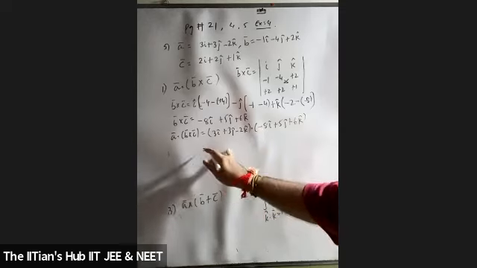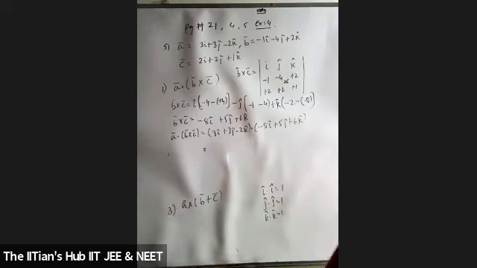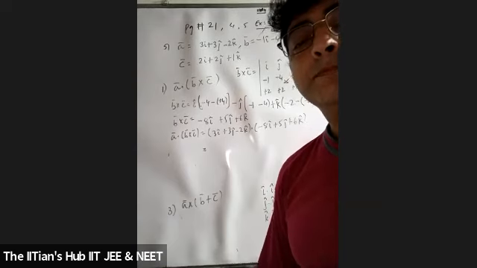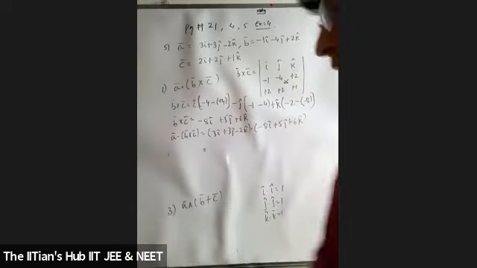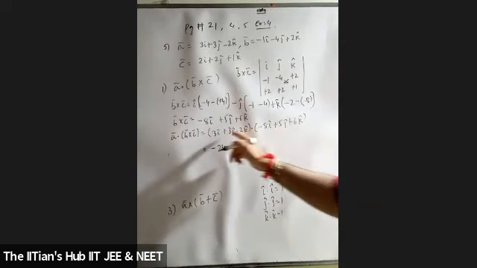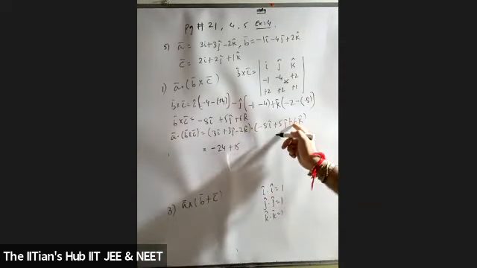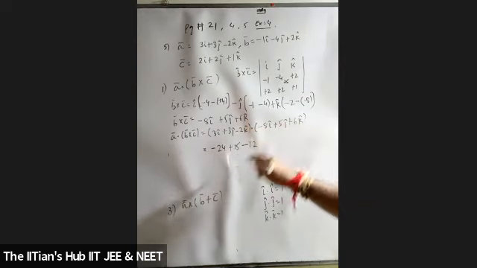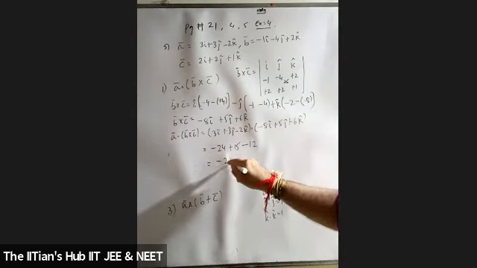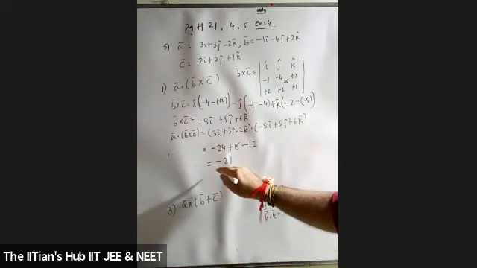3i minus 8j. So what exactly? So we have to multiply it by 3 into 8, of course, minus 24. Minus 24, plus 15 minus 12. Okay, plus 15 minus 12. Now what is the answer for this? Minus 21.